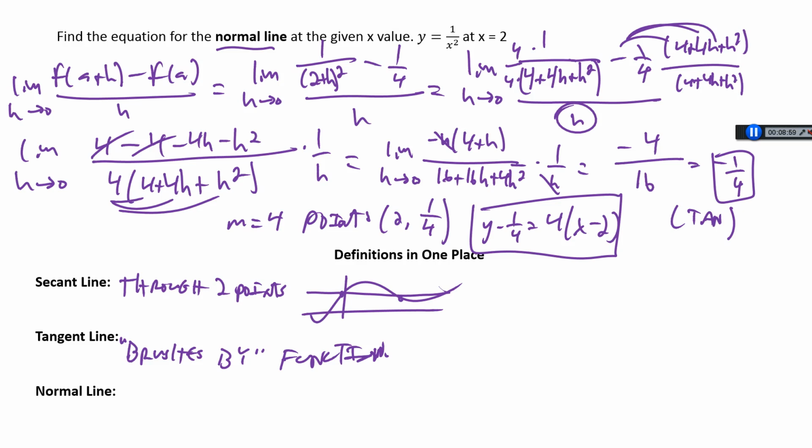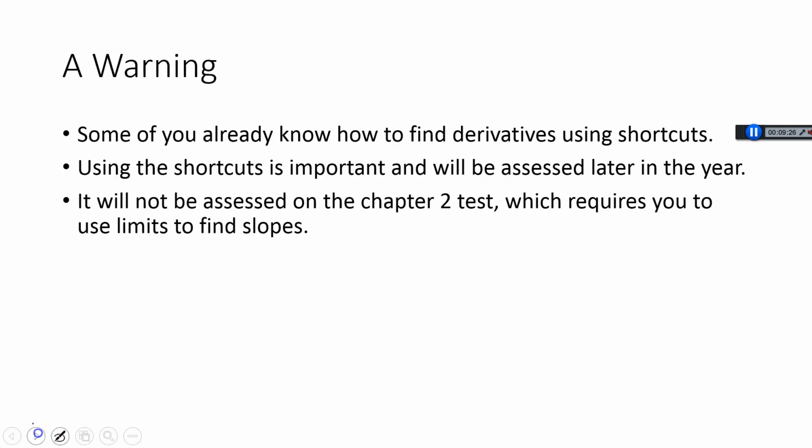All right, and then the normal line is perpendicular to the tangent line. There it is. So if you want to find the normal line, you got to find the slope of the tangent, and then you're going to take the opposite reciprocal, and that's going to give you the slope for the normal. Same point, though. I think that's it.